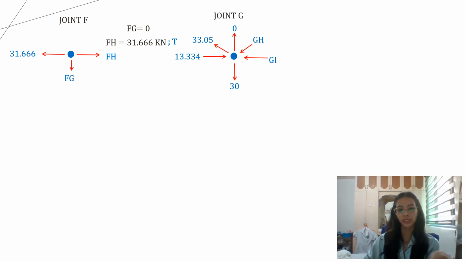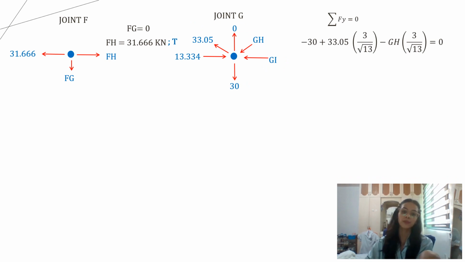And for our joint G, we have 33.05, which is our DG, and 13.334, our EG, and this is the force 13 kilonewton pointing downwards, and this is 0. Our FG is 0. So the missing are GH and GI.